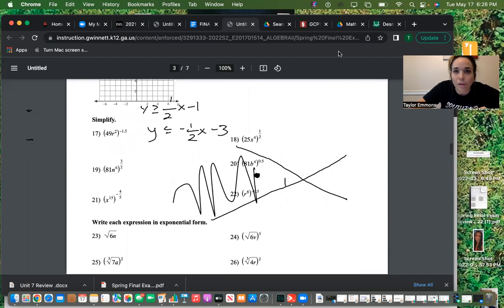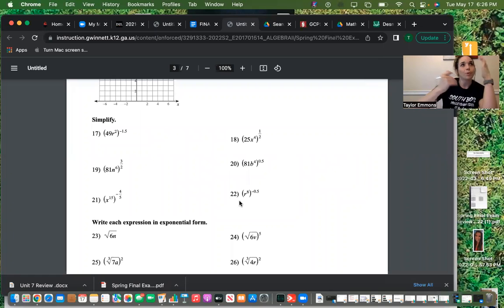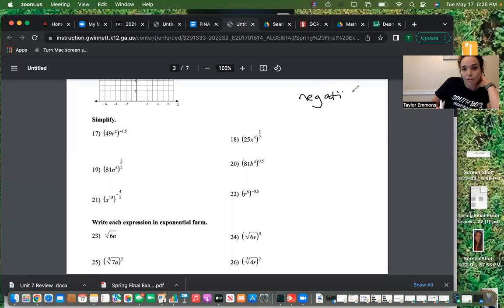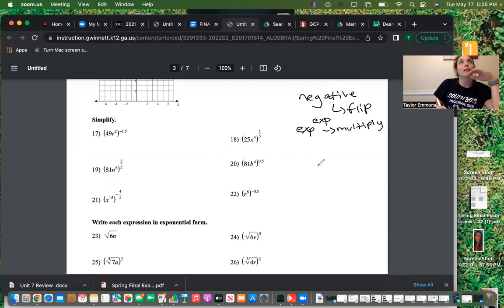Those are fun. This is using those exponent rules. Remember, if I have an exponent raised to an exponent, that means I'm going to multiply them together. If I have a negative exponent, you're going to flip it. I'm not going to run into that other scenario, so it'll be fun.